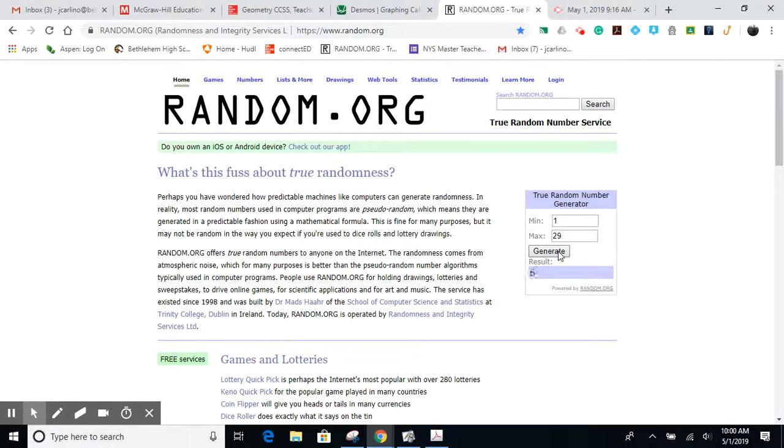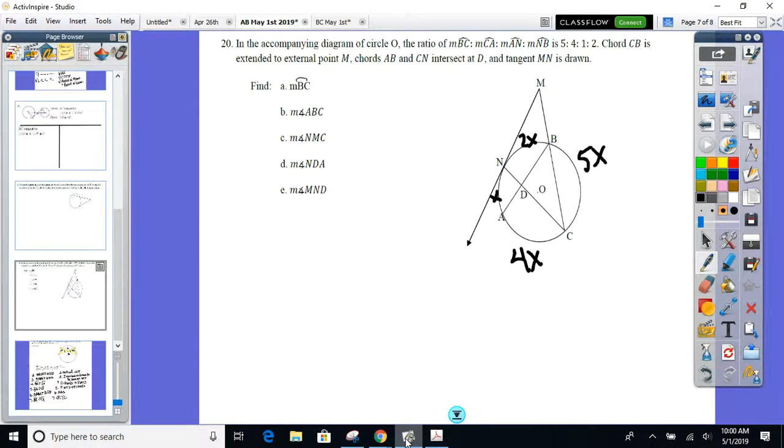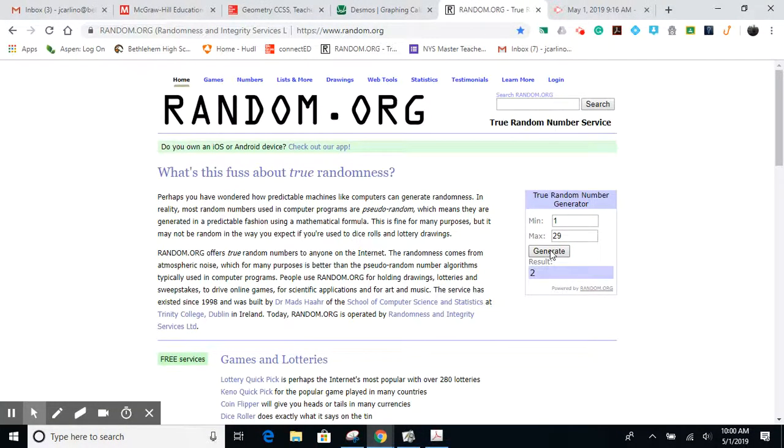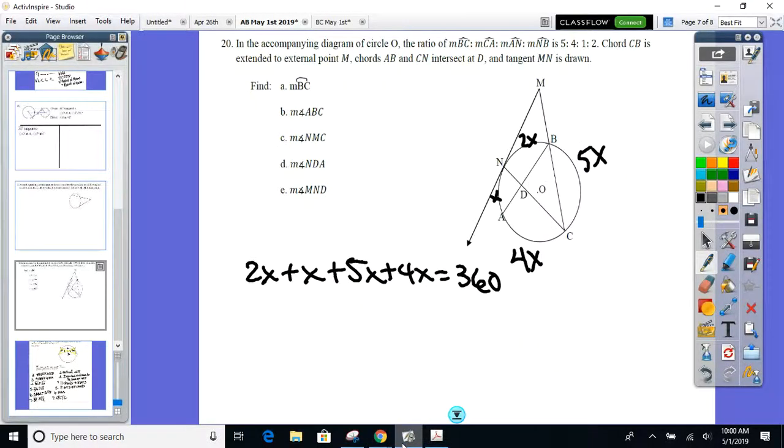Next up, 6. What can I do with all those arcs? I need to know the arcs before I tackle the question. So everyone ready here? 2x plus x plus 5x plus 4x equals 360. Someone's going to solve that for me. That's why I got calcs out. How many x's do I have here? 12x equals 360. X equals 30.